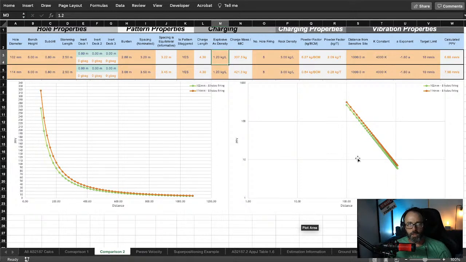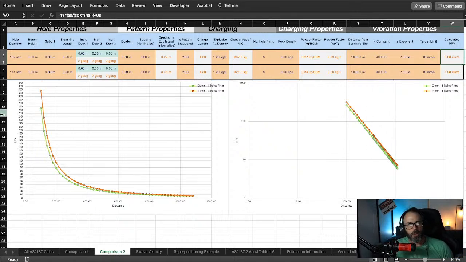Pretty close there. We've got a charge mass of 337 kilos there because we're letting 8 holes off in our influencing round. And what we get out the end of that, at the distance that we said, we should be hitting around the 6 and the 7, and our limit's 10. So that's great, awesome, right?